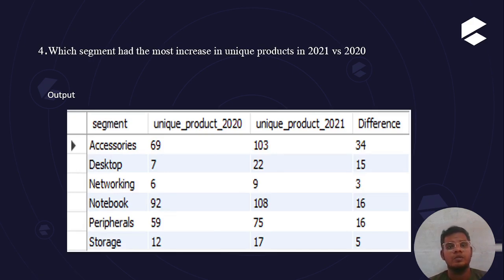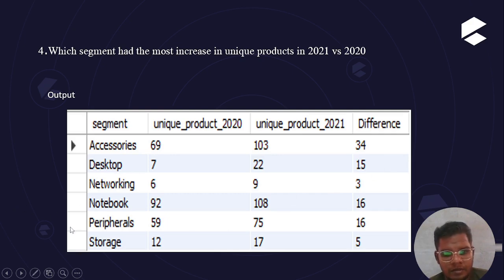Which segment had the most increase in unique products in 2021 versus 2020? Overall, the unique product rate has increased by 36 percent. And for that, which segment increased a lot? That's our question, right? The accessories segment clearly increased by 34 products compared to the previous year. And desktop as well, it's 15 products, which is not bad.